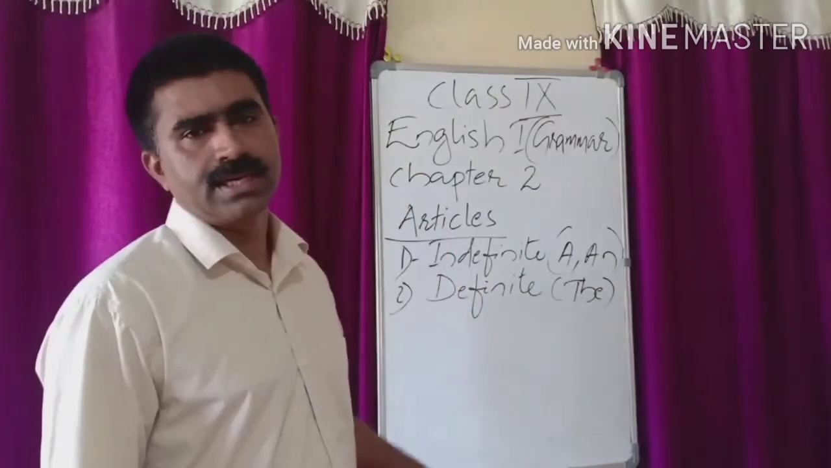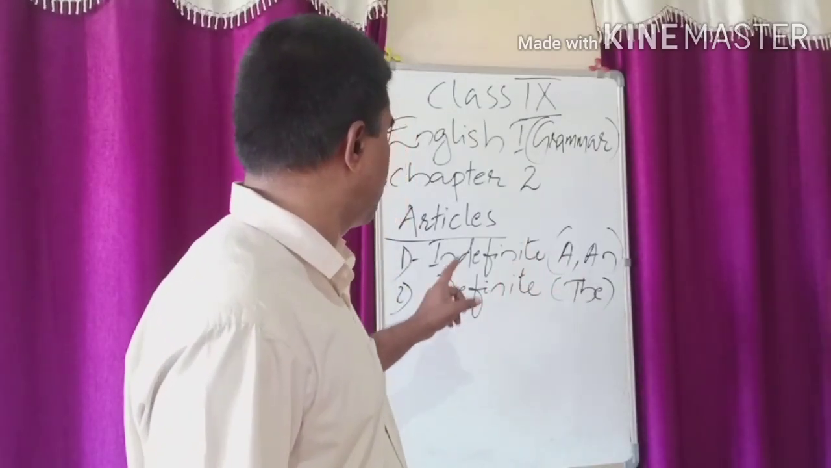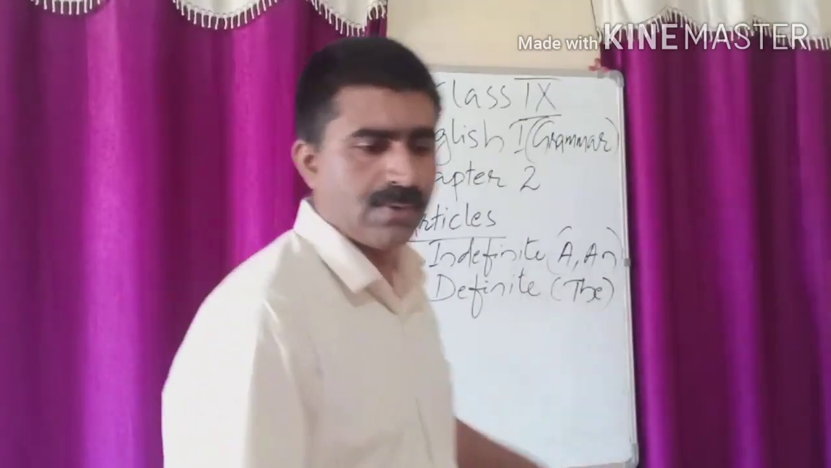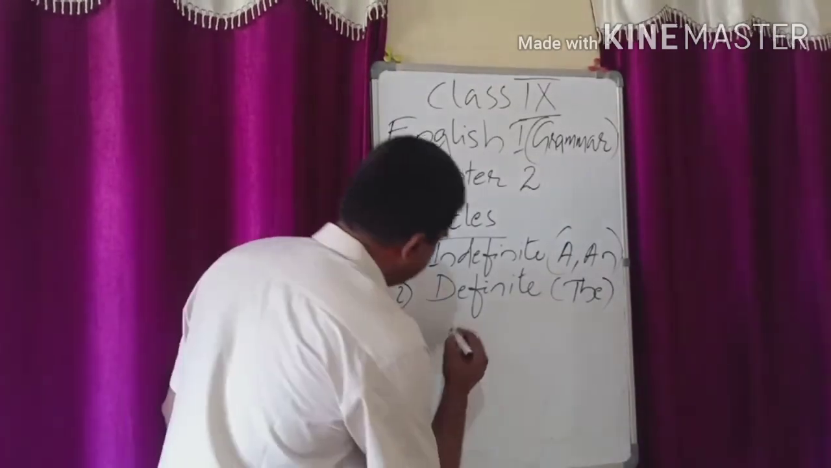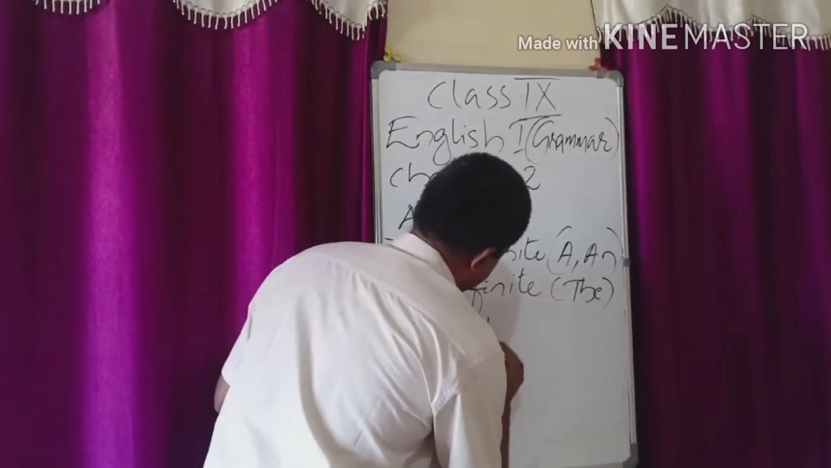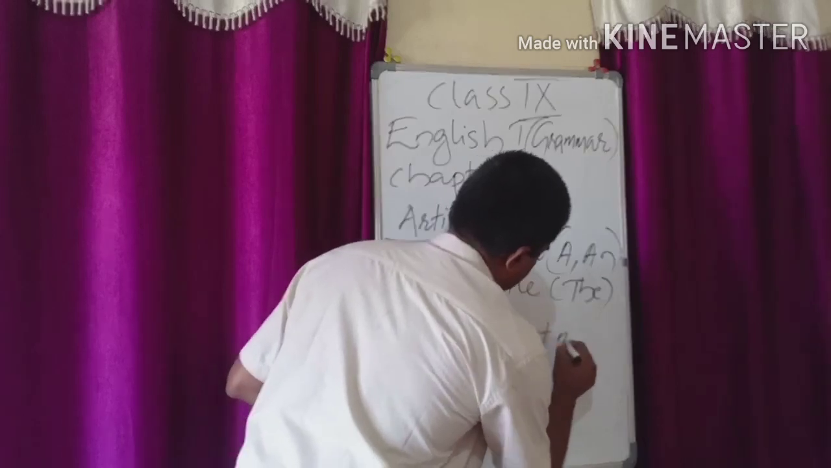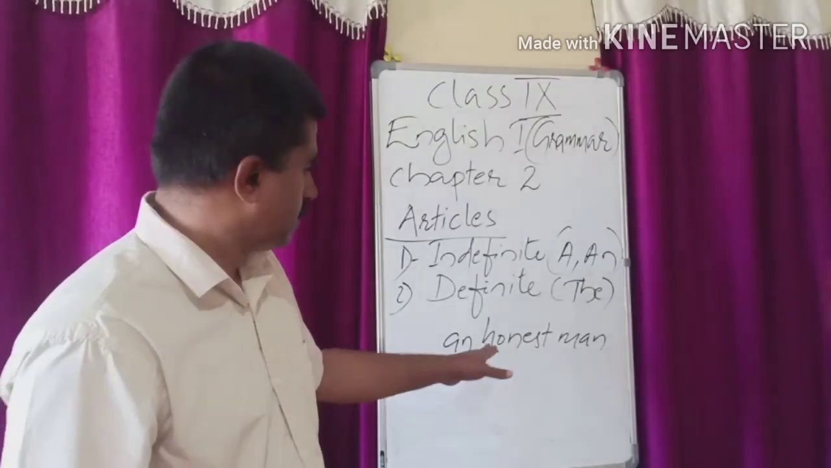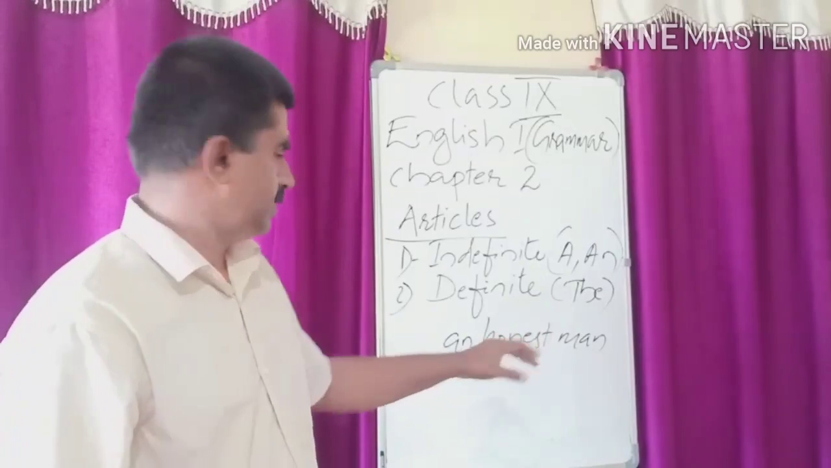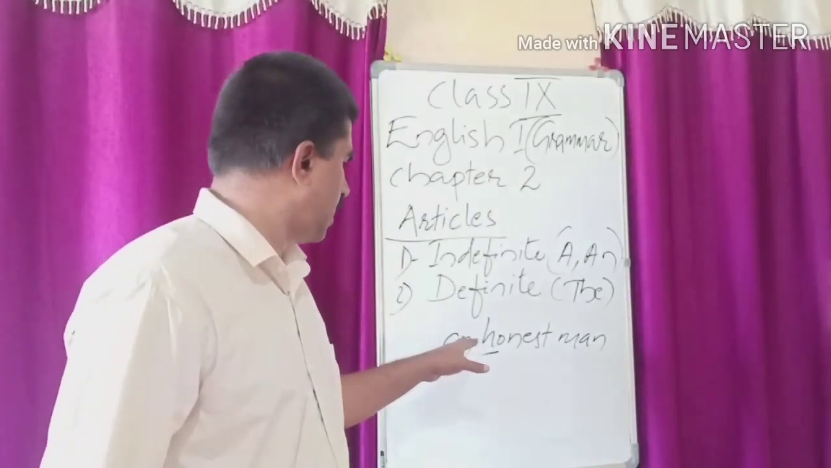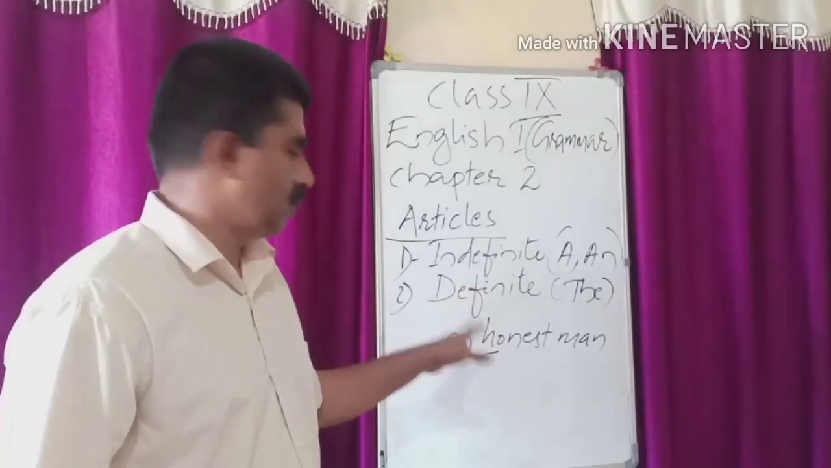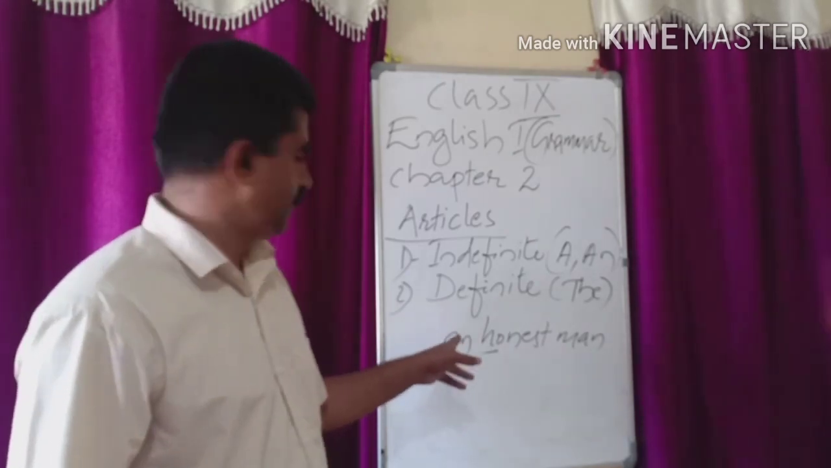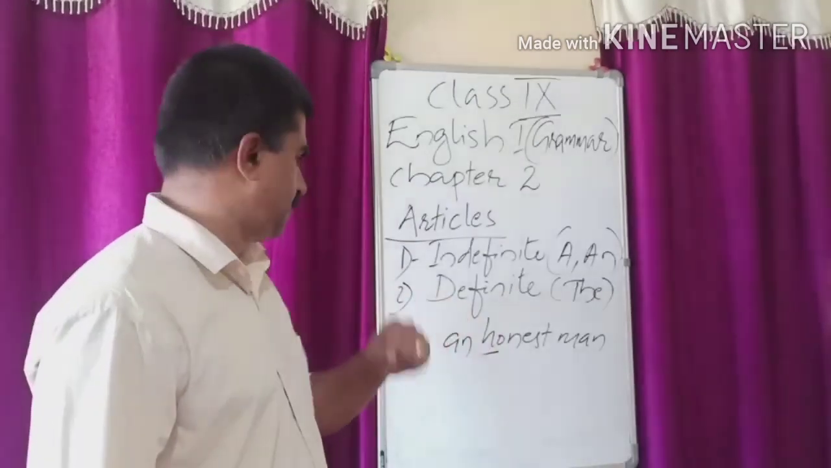First, let us see indefinite articles. Also, if the beginning of a word is a silent H, then also we use the indefinite article. Example: an honest man. See, this H is a silent H, so it does the work of a vowel. So here the word is beginning with a vowel sound, so we use the indefinite article an.